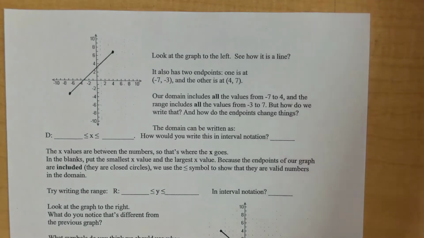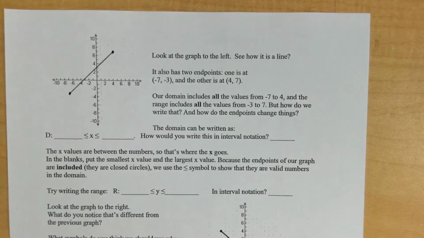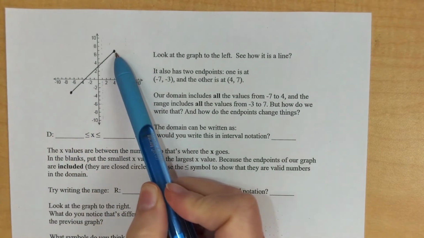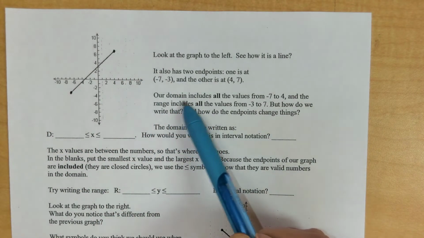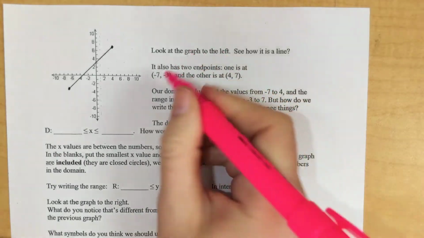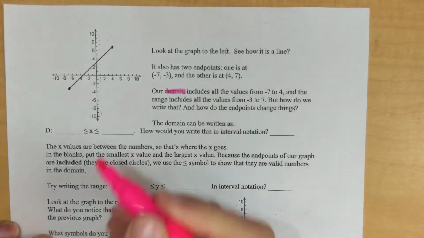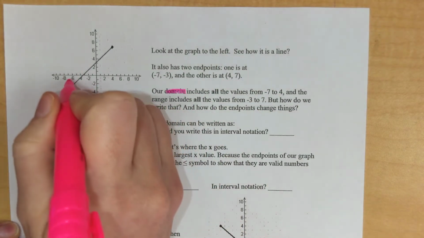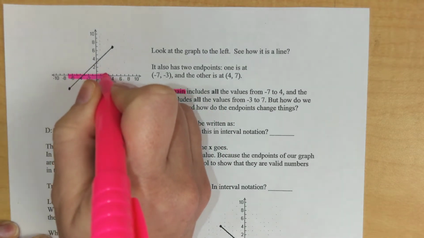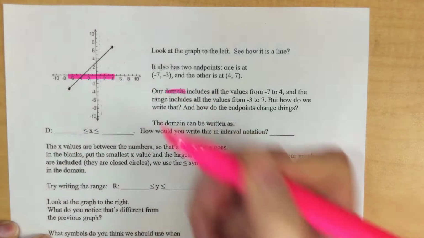Okay, so we're going to look at the graph to the left and see how we have a line here. It also has two endpoints. One of the endpoints is here at (-7, -3), and the other is here at (4, 7). So our domain, our x values, and I'm going to use a pink highlighter here to represent domain, includes all of the values on the x-axis from this -7 all the way over to this 4.